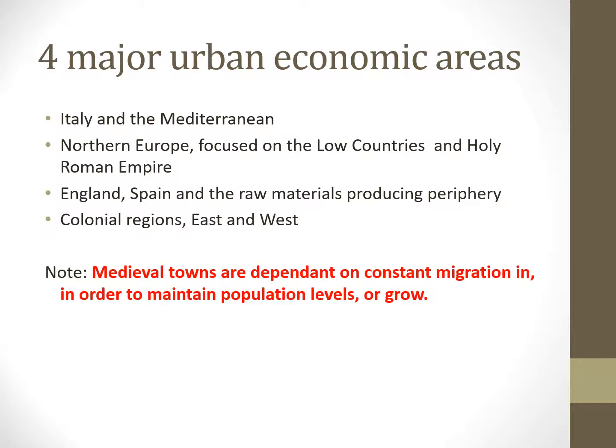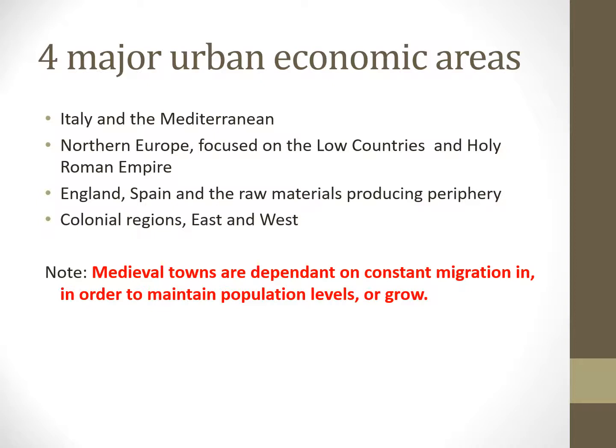The third area of urban economic expansion in the Middle Ages was Spain and England. This is the so-called raw materials producing periphery. Spain and England, for example, both produce a lot of wool, which is turned into cloth in more urbanized areas like the Low Countries and sent back out. But the same process of raw materials coming from England, Spain, and similar places such as Poland into more urbanized zones, and then finished goods going back out, is a prominent feature of the late medieval urban economy.